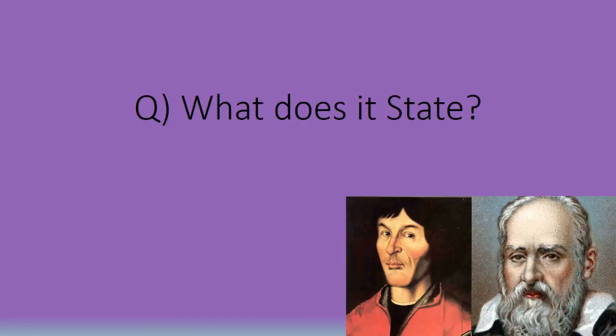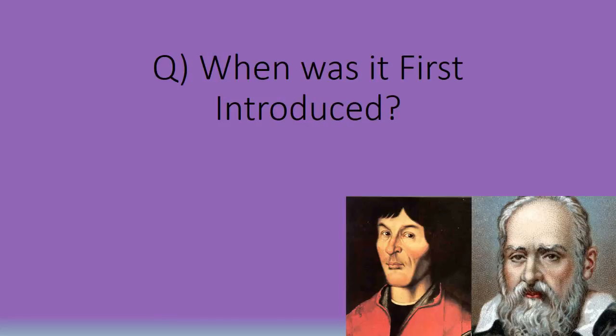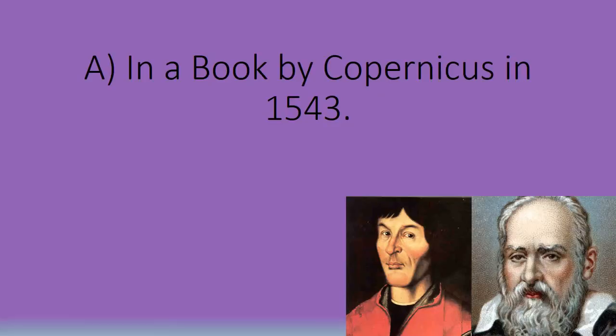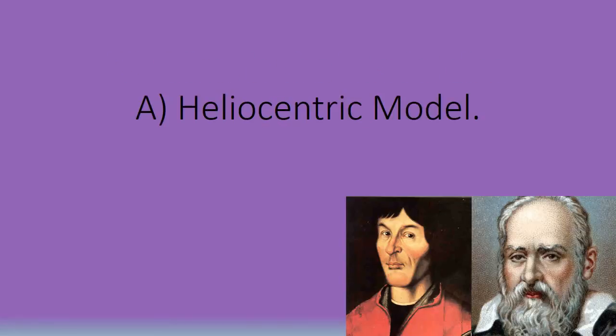What does it state? That the Earth and planets all orbit the Sun, which is the centre of the universe, in perfect circles. Well, when was it first introduced? In a book by Copernicus in 1543. What was the model known as? The Heliocentric Model.